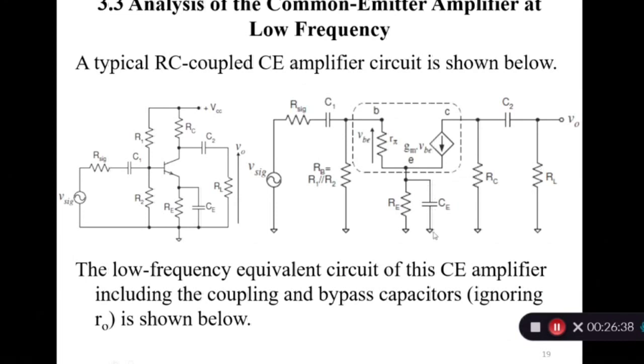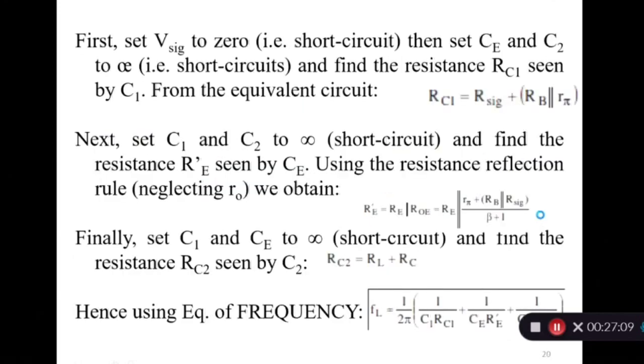Short circuit the other capacitances. What's your thinking? Is this RL plus RC equal, or any other effect of this resistances will come? Yes, it is correct. There is no any effect of the previous resistance because you make it short circuit. You make it short circuit, so it is connected to ground. So this all are connected to ground. And this one is the GM into VBE. You know what is GM into VBE. So the resistance looking from C2 is RL plus RC. So the formula for this one is RL plus RC.